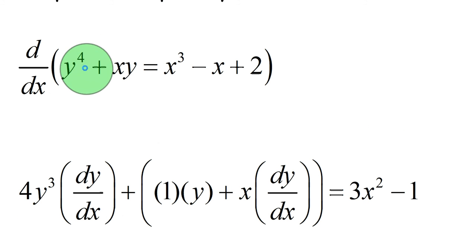All right, so derivative of y to the fourth is 4y cubed times dy dx, right? Get them multiplied by dy dx. We've already kind of learned the derivative of this. I don't know if you remember it or not. I'm going to give you y plus x dy dx in case you remembered from the previous example. And then derivative of this is not implicit, it's just 3x squared. Derivative of negative x is minus 1. Derivative of 2 is 0.